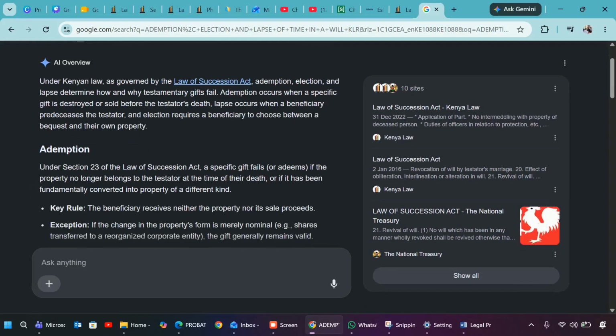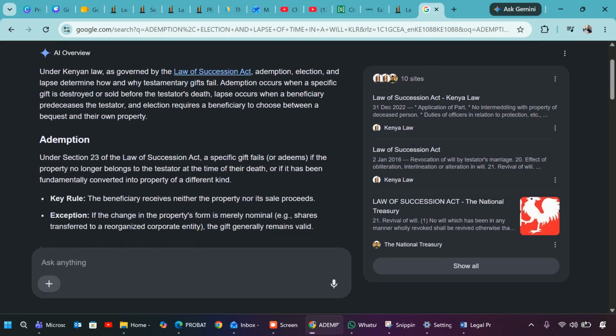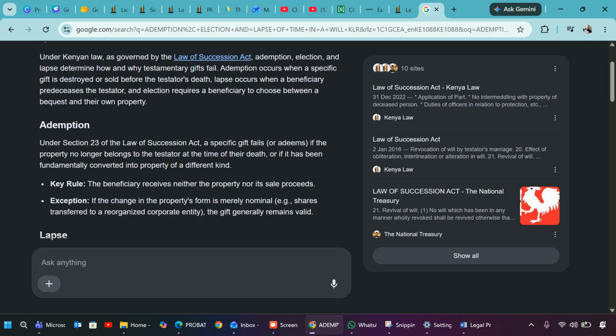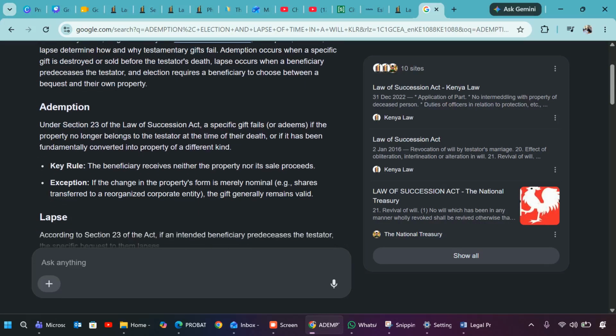Basically, ademption occurs when a specific gift is destroyed or sold before the testator's death. Lapse occurs when a beneficiary predeceases the testator, and an election requires a beneficiary to choose between a bequest and their own property.